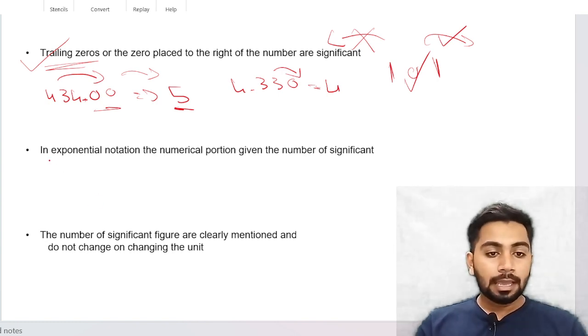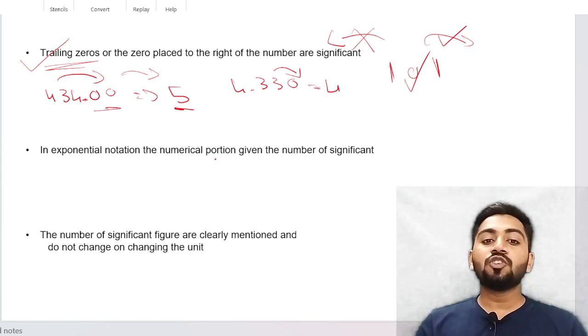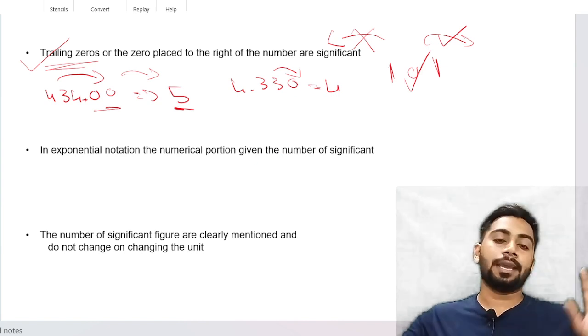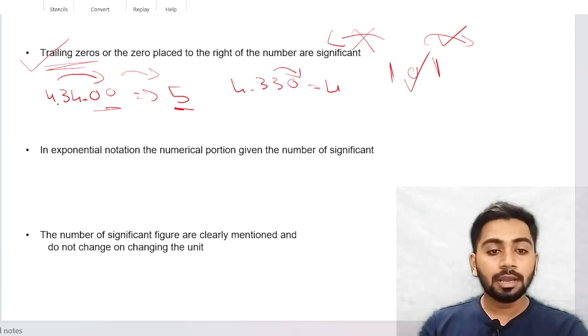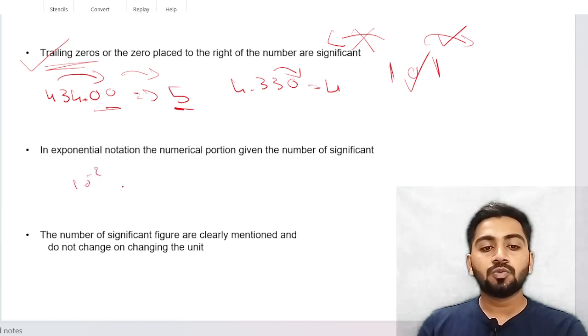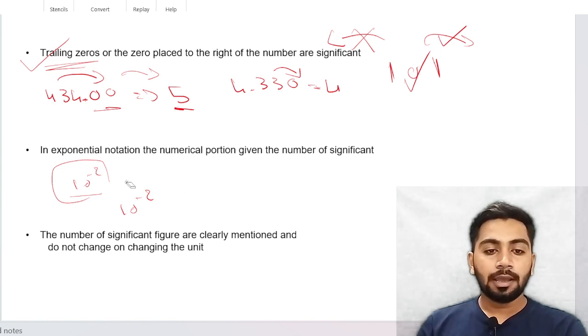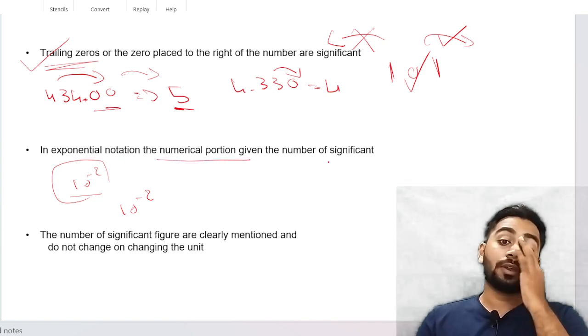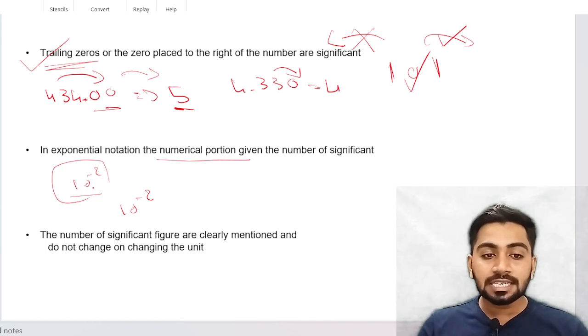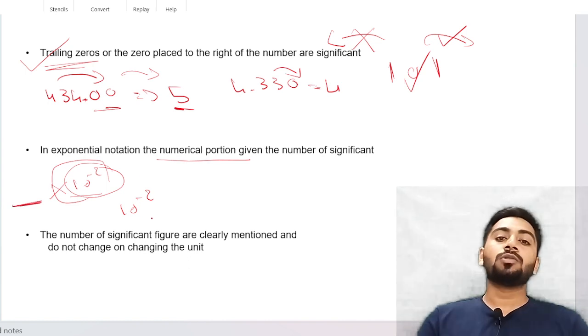Now see, in exponential notation, the numerical portion gives the number of significant figures. Exponential notation means what? Some values like 10 to the power of minus 2. It is like e to the power of x, right? Similarly here, 10 to the power of minus 2. In exponential notation, the numerical portion gives the number of significant figures. Which means if you have this kind, you never count this part. Whatever the value in front, you will count that one.